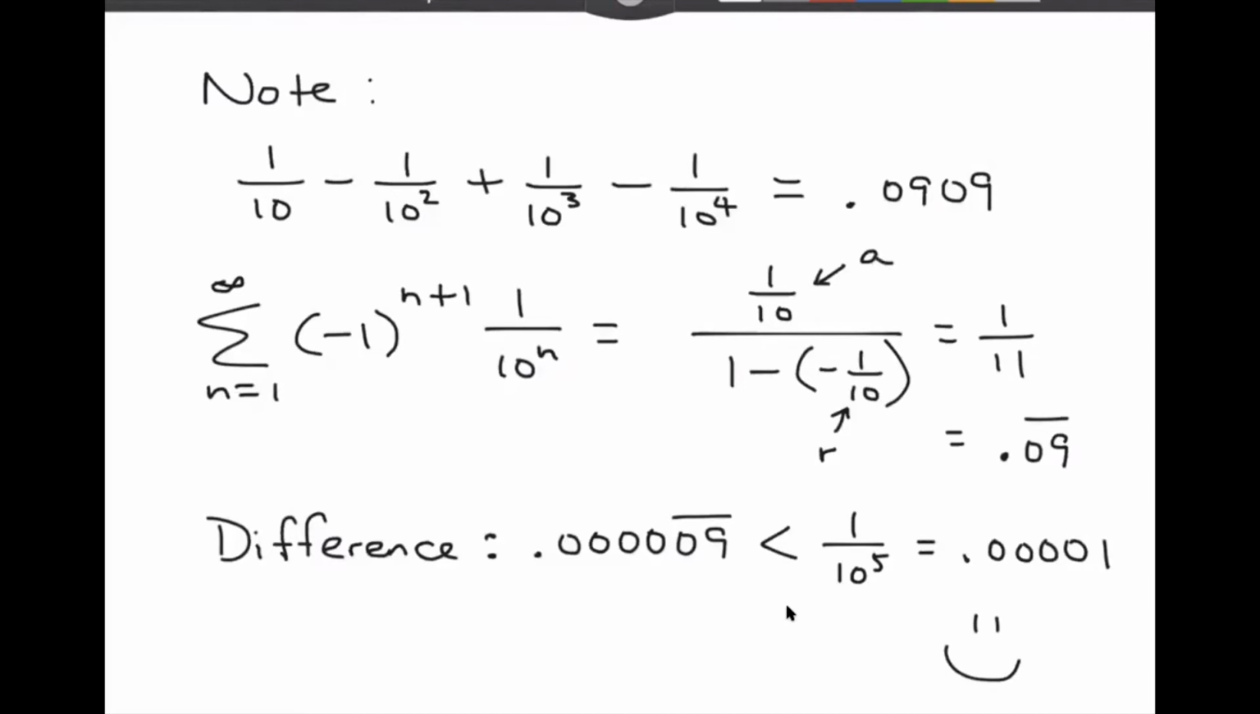which is 0.090909 repeating. So the difference between the sum of the first four terms and the sum of the entire series is 0.0000 and then 09 repeating, which is just a little bit less than 0.00001. All right, so that worked. Normally we won't be able to check it like that, but in this case we could because it's a geometric series.